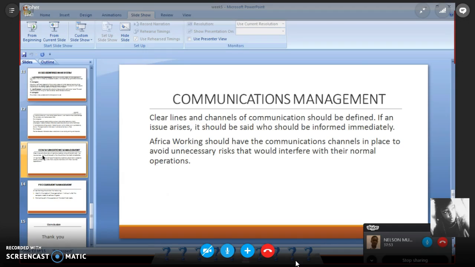The following is what was discussed on communications management. We established that clear lines and channels of communication should be defined. Should an issue arise, maybe an emergency, it should be stated who should be informed immediately, so that you don't have everyone in the organization just throwing information to and fro. Let the right people be told and the right action be taken. So Africa Working should have the communication channels in place to avoid unnecessary risk that will also interfere with the normal functioning of Africa Working.